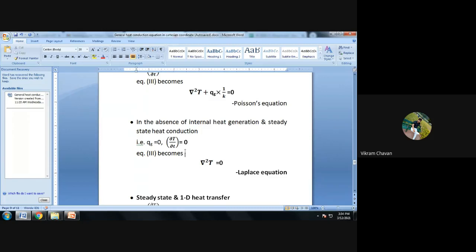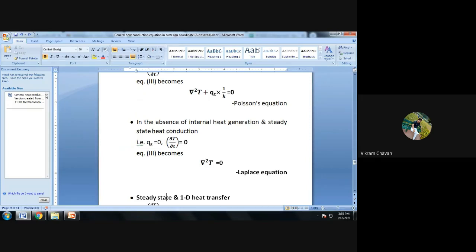del square T is equal to 0. Now this equation is called a Laplace equation.